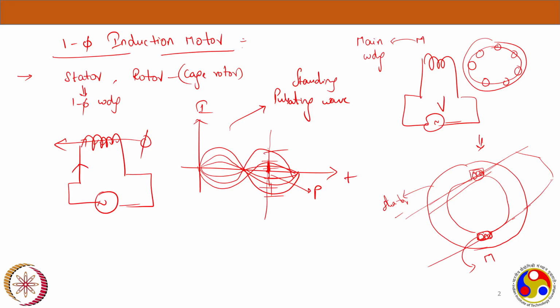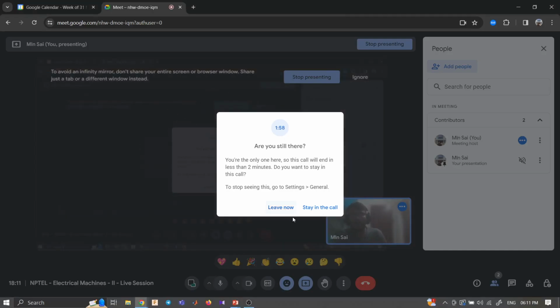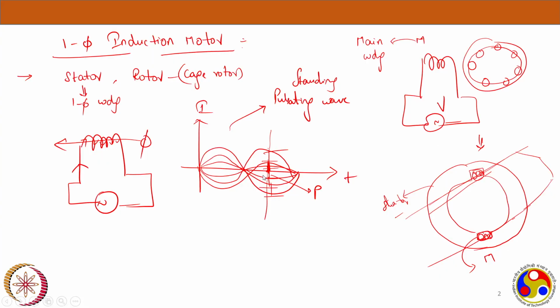Because if we consider a single turn through which a time varying flux is passing, it will definitely induce a voltage. Because of Lenz's law, as the flux is changing with respect to time, d phi by dt, a voltage E will be induced. E is equal to minus d phi by dt, that we know.